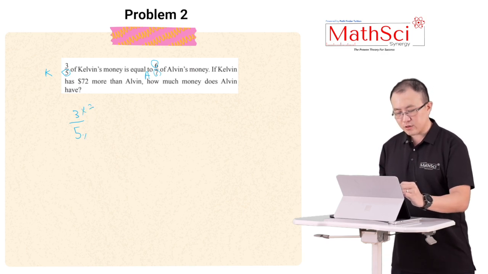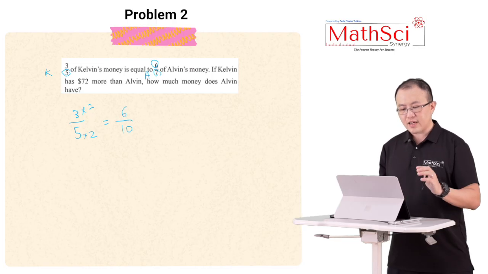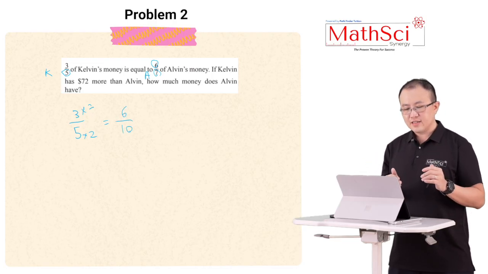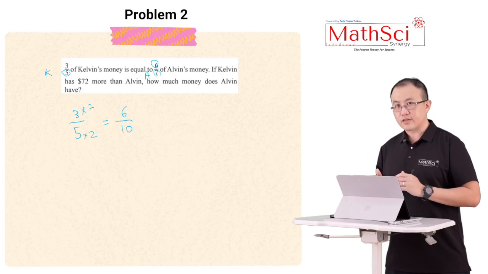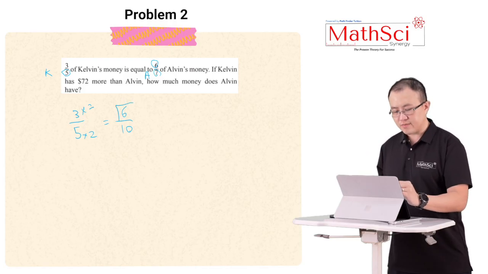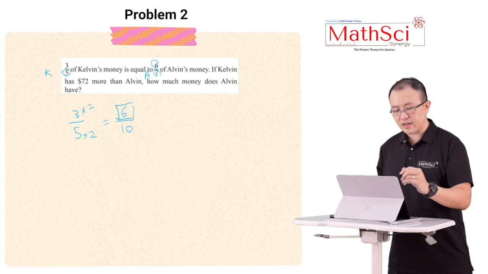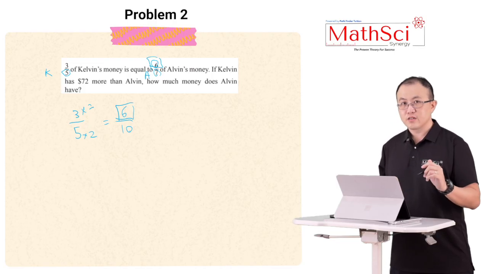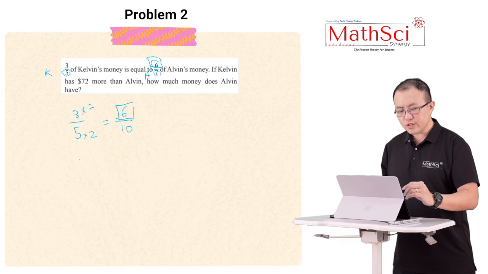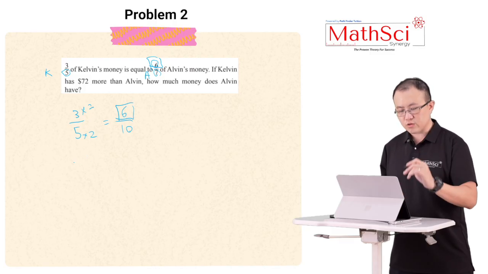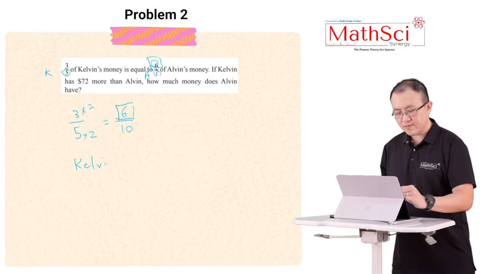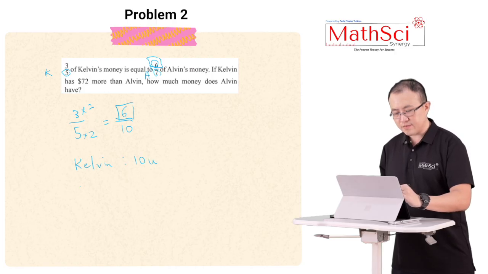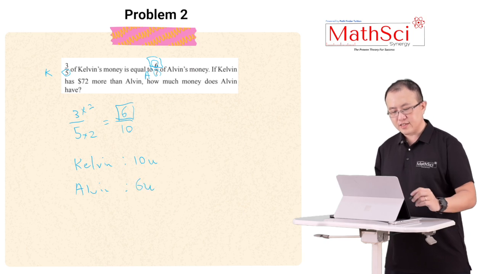So if I multiply by 2 here, multiply by 2 here, I'm going to get 6 out of 10. So now, Kelvin is 6 out of 10, then Alvin is 6 out of 7. Now the unit is the same, right? So I have 6 units for Kelvin, 6 units for Alvin. So now the quantity is the same. So which also means that Kelvin has a total of 10 units. So Kelvin is 10 units. Alvin, on the other hand, is 6 units.